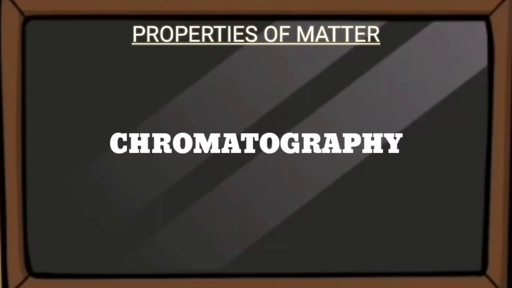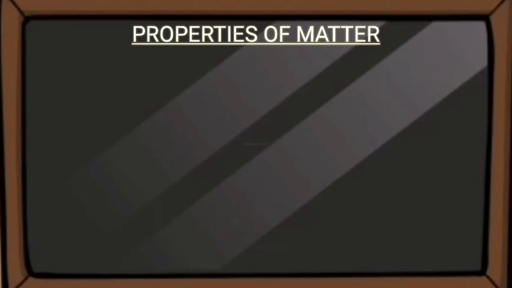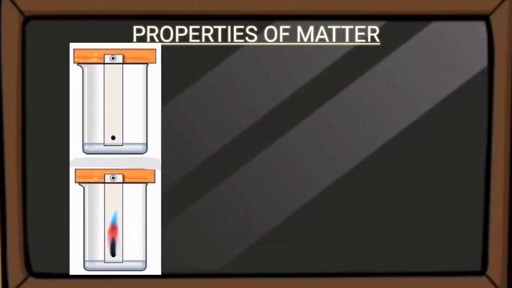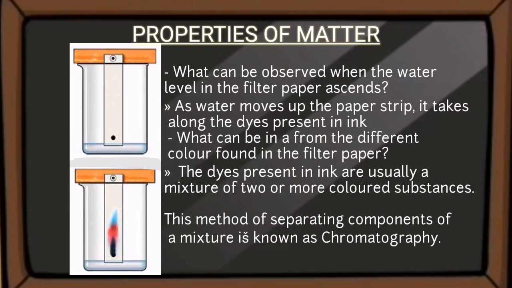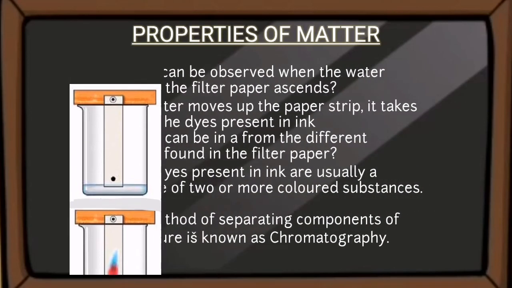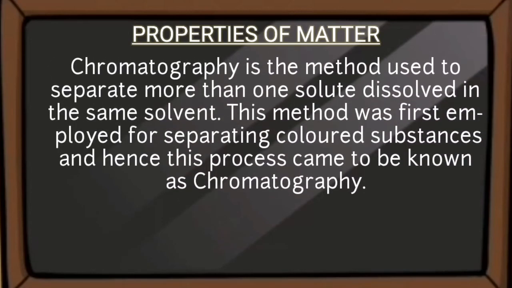Chromatography. Put a black spot using a sketch pen on one end of a filter paper cut like a ribbon. Keep this dipped in water in a beaker as shown in the figure. Chromatography is a method used to separate more than one solute dissolved in the same solvent. This method was first employed for separating colored substances, and hence this process came to be known as chromatography.